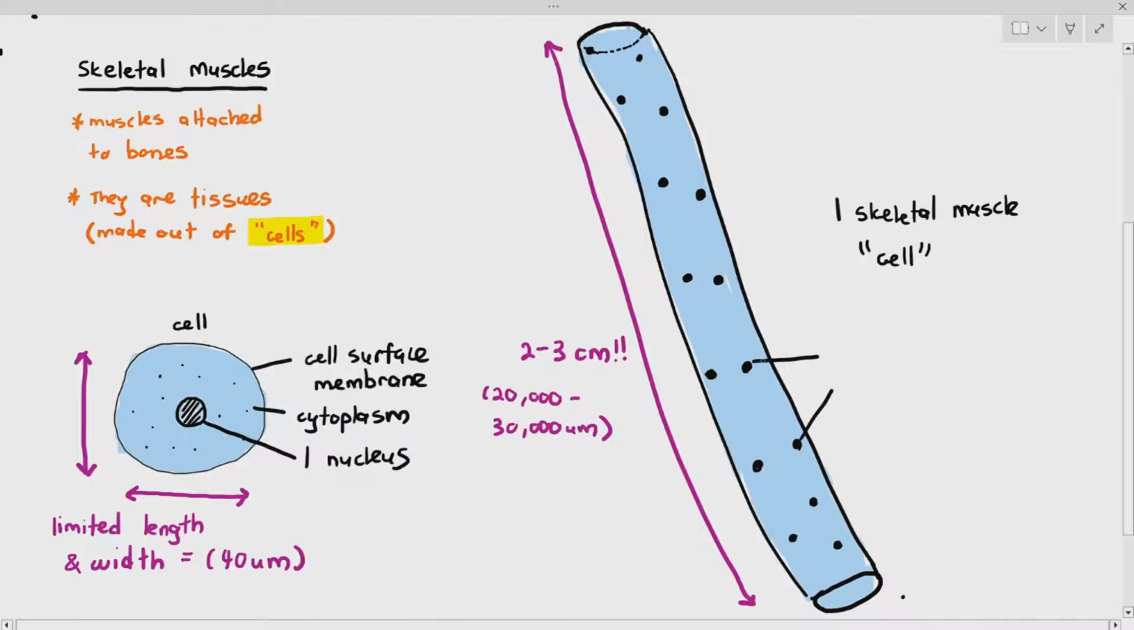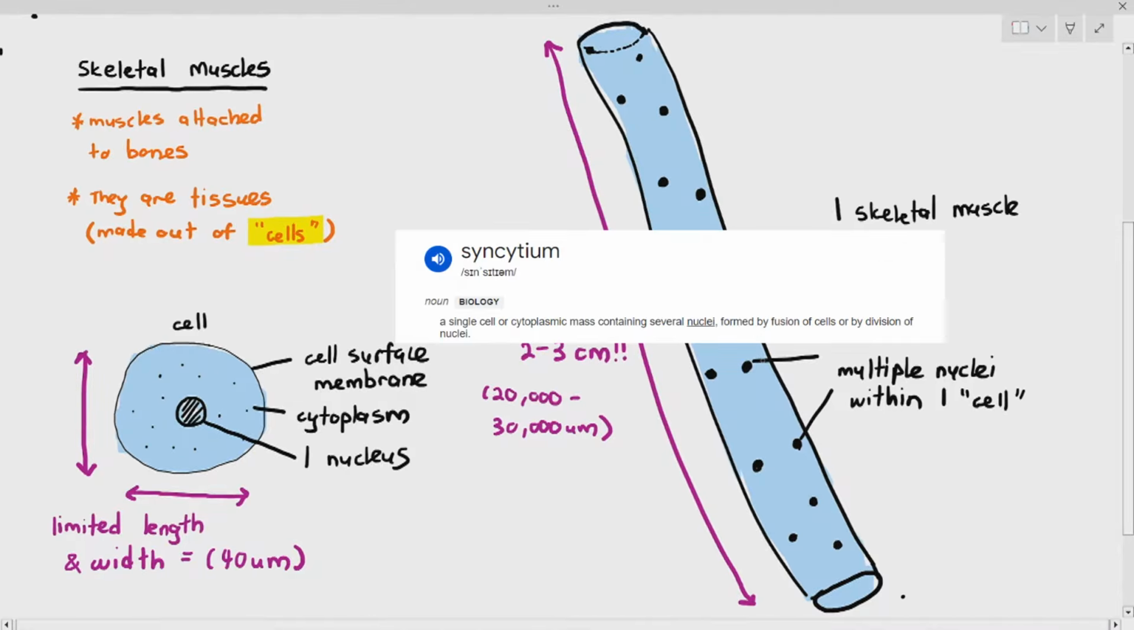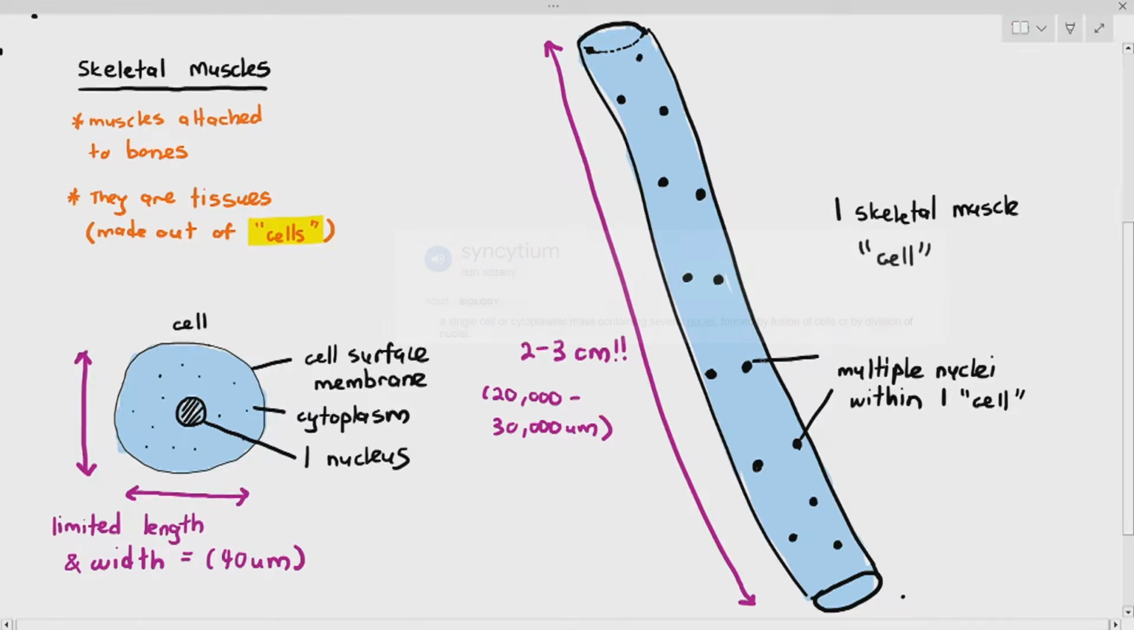So that is why, in certain textbooks, they may refer to the skeletal muscle cell as a syncytium. Now, you don't have to memorize that word syncytium, it's okay. But you have to know that we do not usually refer to the skeletal muscle as a cell. It's kind of weird to call it a cell. So instead, we just call it a skeletal muscle fiber. Just know that when we use the word skeletal muscle fiber, it is at the same level as the cell.